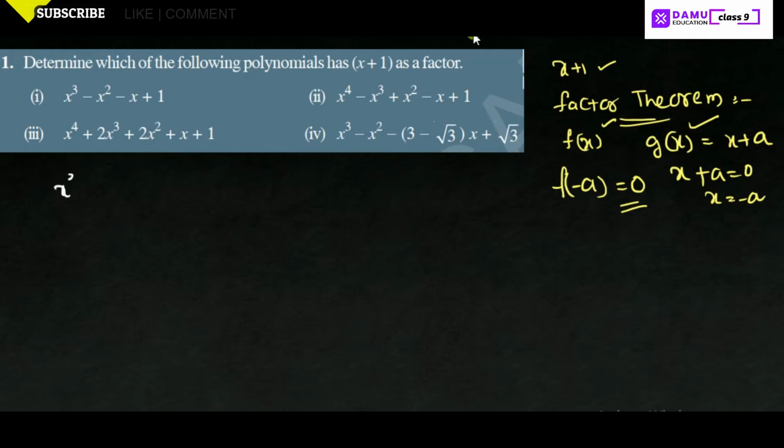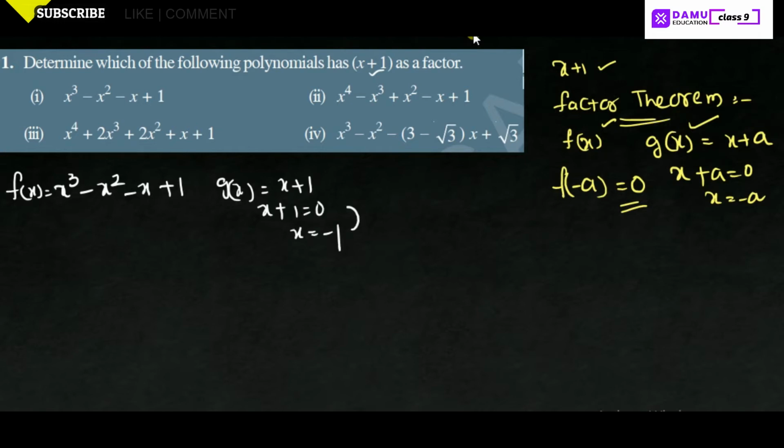So let's take the first one, x cube minus x square minus x plus 1. Let's take f of x as the function. Then what is the factor they are telling? That is, g of x is equal to x plus 1. Then x plus 1 will be equal to 0, then x is equal to minus 1. If we substitute x equal to minus 1 in this, then we should get 0.